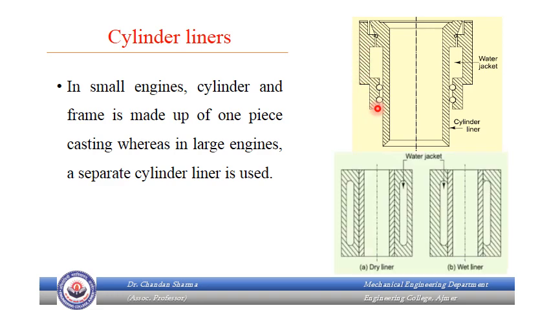A cylinder liner can be of two types, dry liner and wet liner. A dry liner does not have direct contact with cooling water in the jacket. As you can see, this is water jacket and this is liner. They are not having any contact between them. Whereas in wet liner, it has its outer surface in direct contact with the cooling water in the jacket. We can see that in the diagram. This is water jacket. It is in direct contact with the cylinder liner.